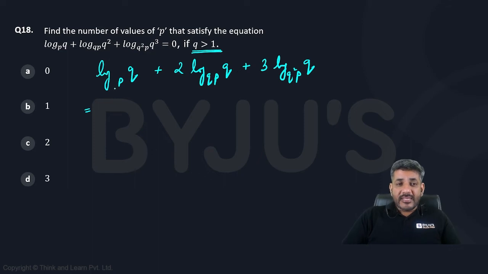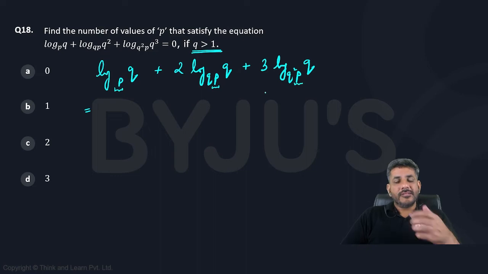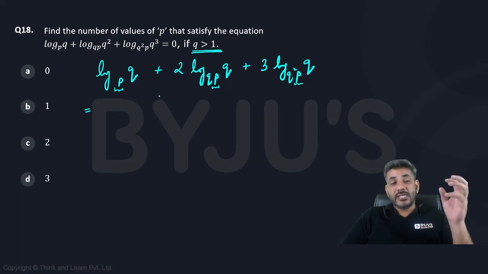Moreover, can I say p is in the base? So therefore p will also be greater than 0, because the base of a logarithm can never be less than 0. It will be positive and it cannot be equal to 1 as well.